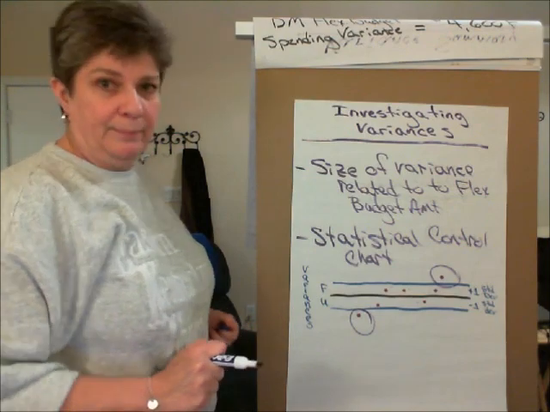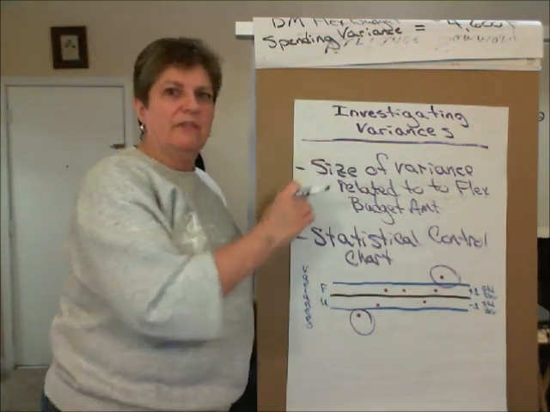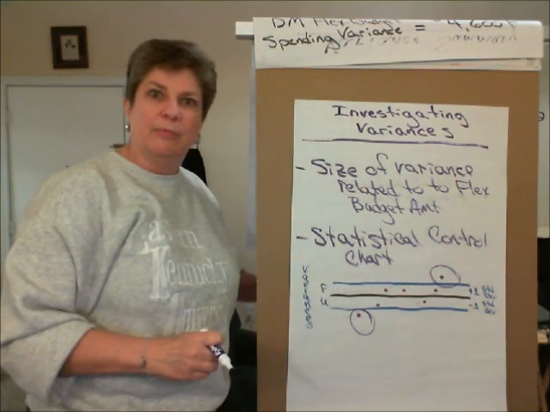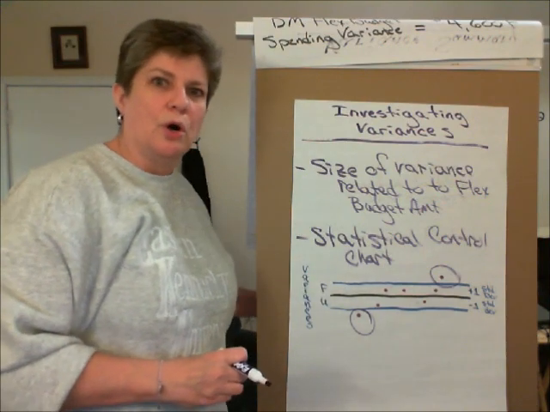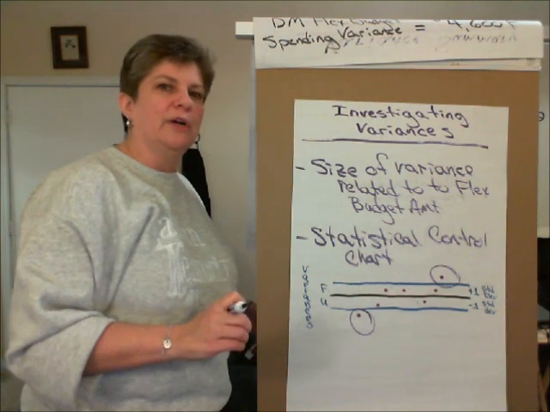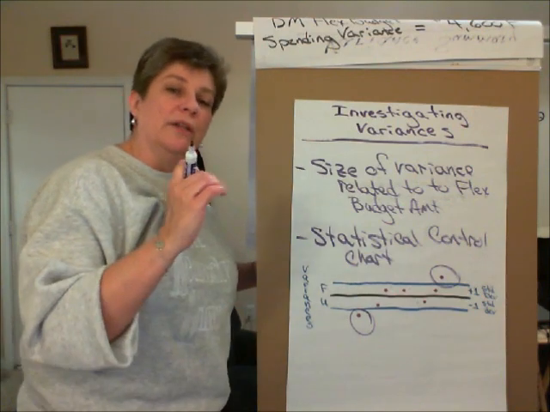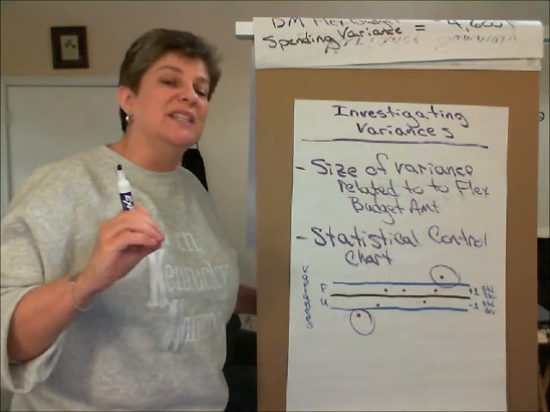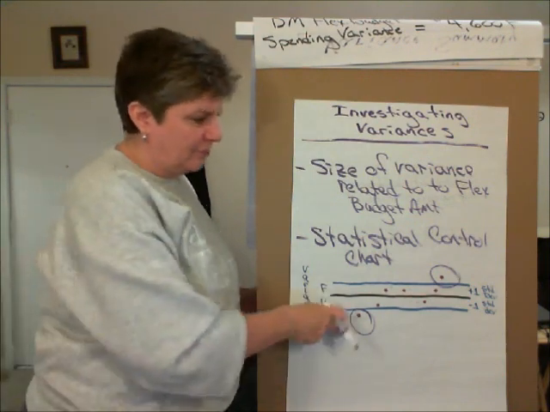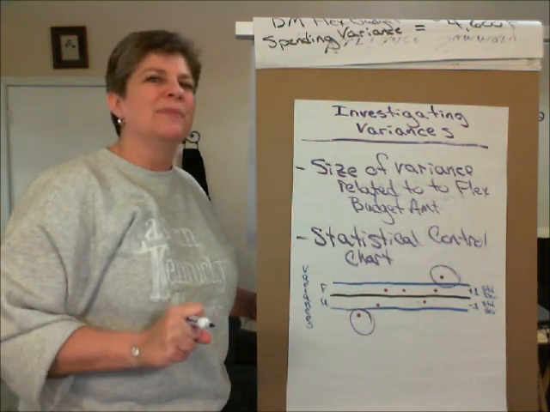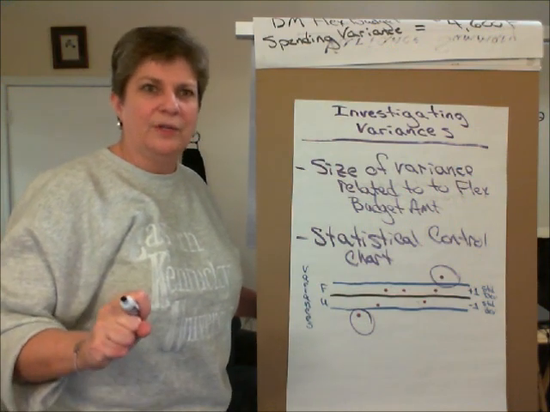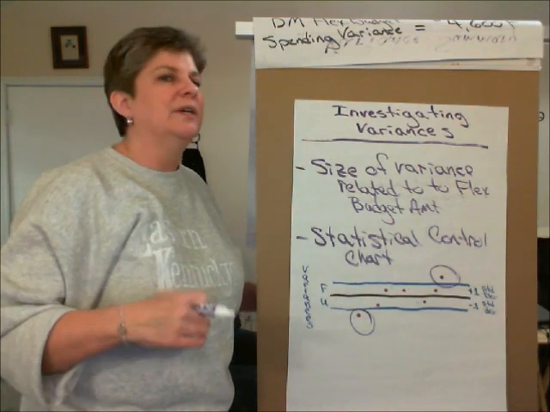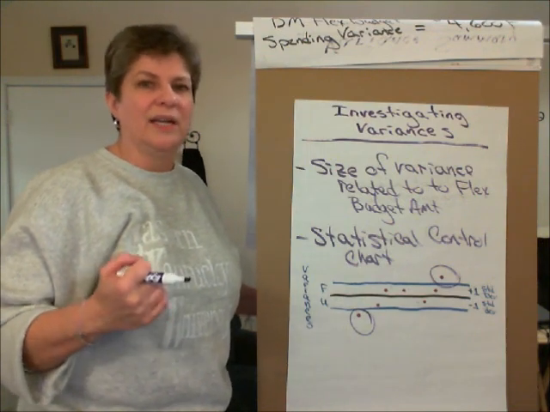So either way, whether it's the size of the variance relative to the flex budget amount, or whether we go through the trouble of preparing a statistical control chart, we compare those variances with what the cost should be, the standards. And if there is a significant enough difference, standard deviation significance, then we will investigate the variance. If there isn't a statistically significant difference, then we will not investigate the variance.